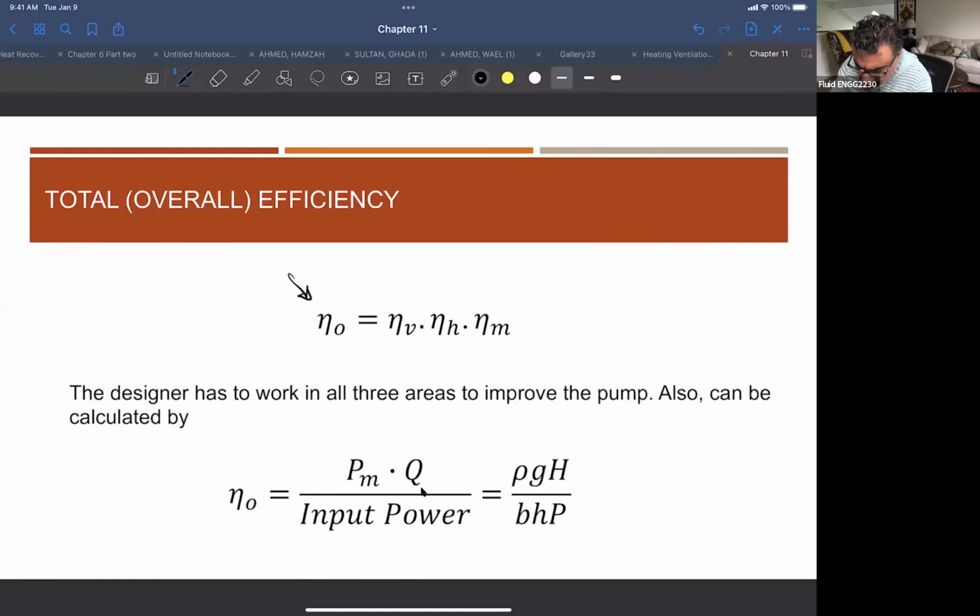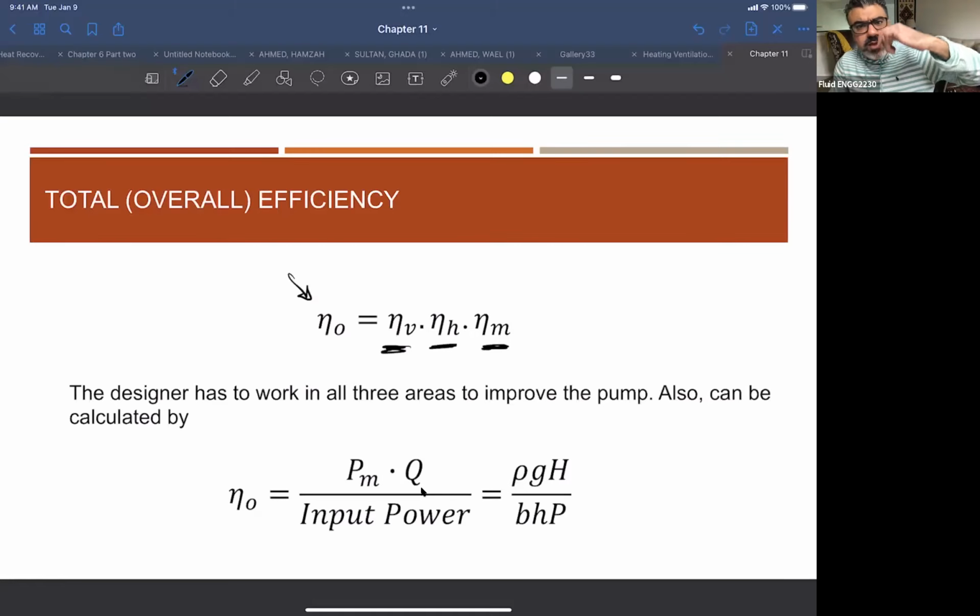Overall efficiency of the pump is basically a multiplication of all these three efficiencies: the volumetric efficiency times the hydraulic efficiency times the mechanical efficiency. So if you have a volumetric efficiency of 0.97, a hydraulic efficiency of 0.9, and a mechanical efficiency of 0.8, you multiply all these three together in order to get the overall efficiency of the pump.